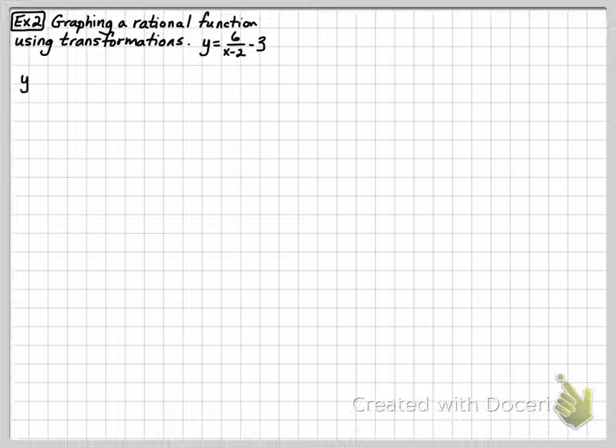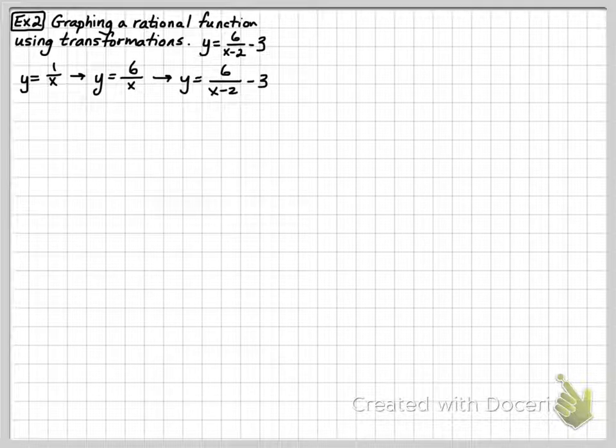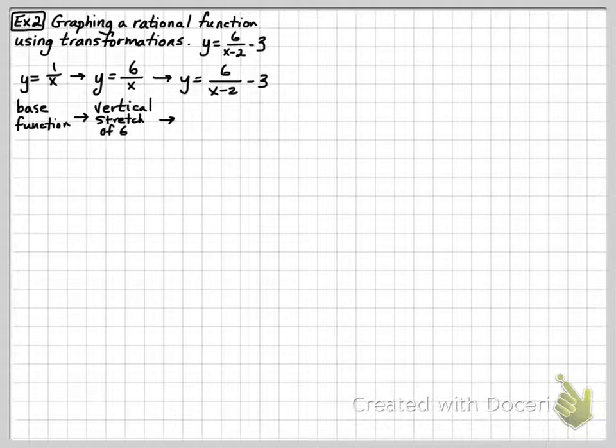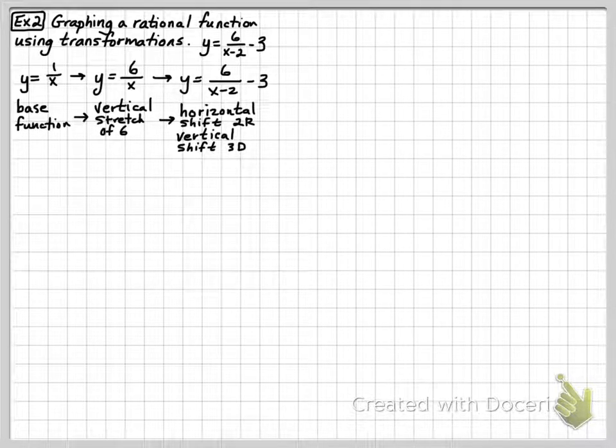So what we're going to do is start out with our base graph of y equals 1 over x. If we multiply it by 6, we're going to get y is equal to 6 over x. And then if we applied our horizontal and vertical shifts, we're going to get 6 over x minus 2 minus 3. To our base function, we're going to apply a vertical stretch of 6, a horizontal shift of 2 units to the right, followed by a vertical shift of 3 units down.